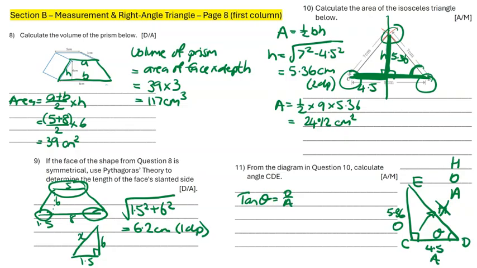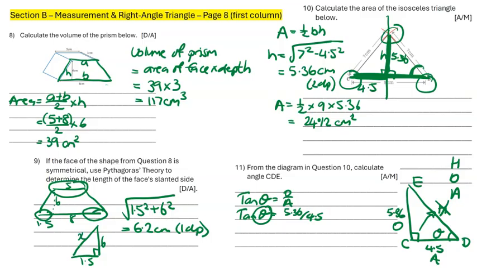So that's going to stay as my unknown, and I can substitute in O and A here. O was 5.36 based on my previous question. A was 4.5. So that means tan of the angle is equal to 5.36 over 4.5. And this is still algebraic thinking, because this is a formula.